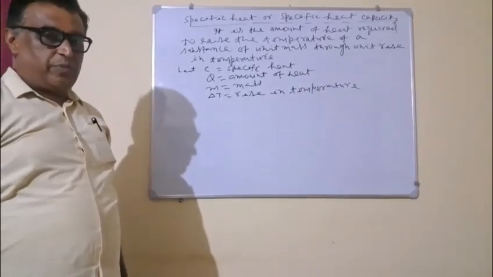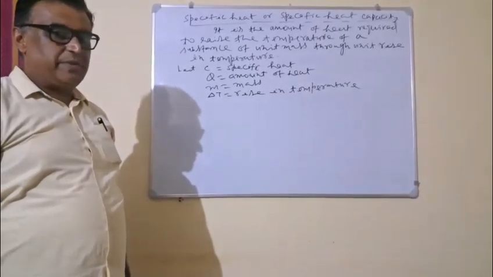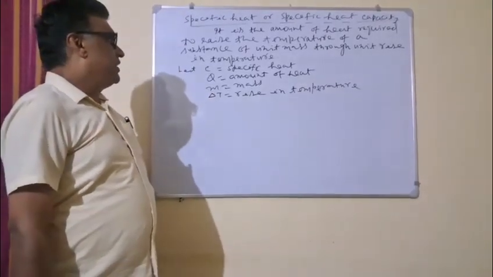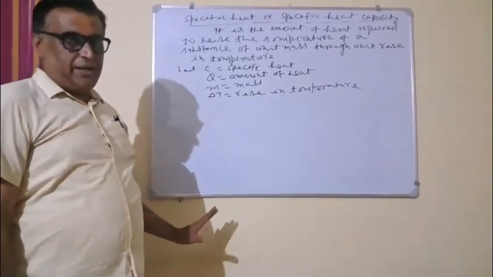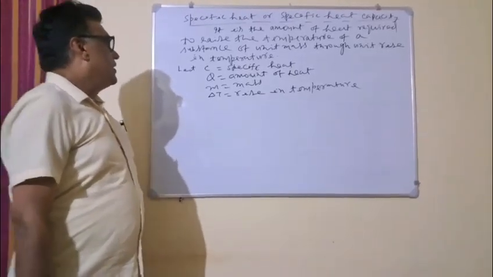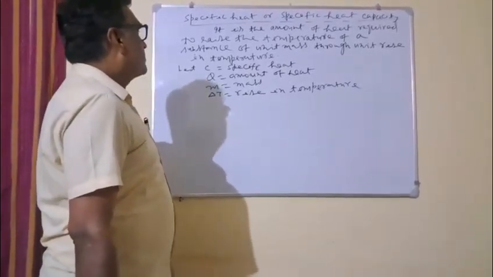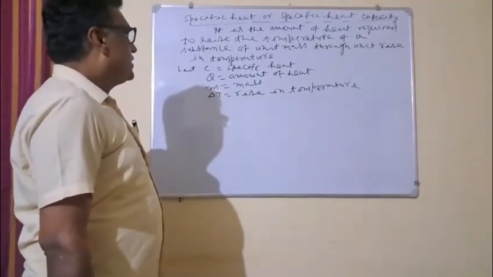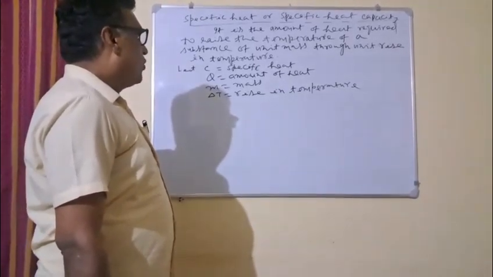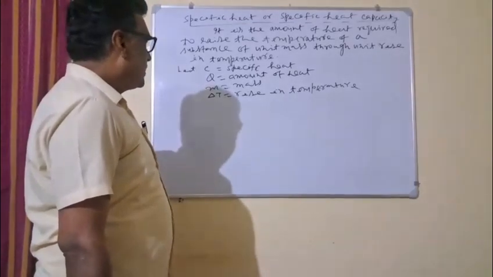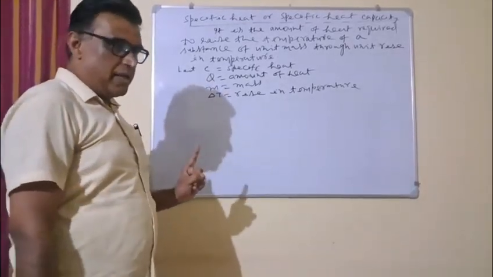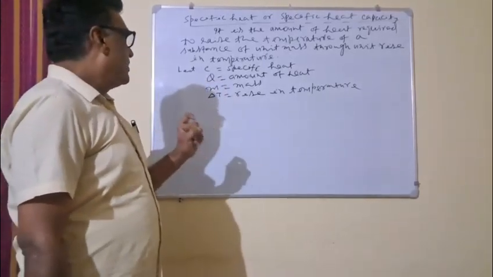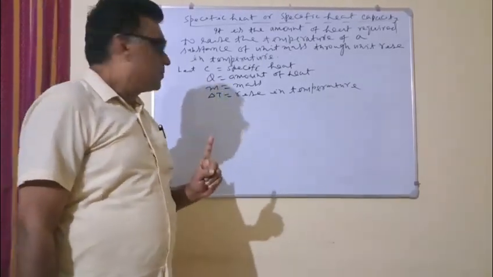आज का हमारा टॉपिक है, आज के लेक्चर का टॉपिक है स्पेसिफिक हीट और स्पेसिफिक हीट कैपेसिटी। स्पेसिफिक हीट और स्पेसिफिक हीट कैपेसिटी दोनों का मतलब एक ही है। तो इसको पहले हम डिफाइन करते हैं। What is specific heat? It is the amount of heat required to raise the temperature of a substance of unit mass through unit rising temperature. Unit mass means 1 kg, if SI यूनिट में बात करें, and through unit rising temperature means 1 Kelvin.